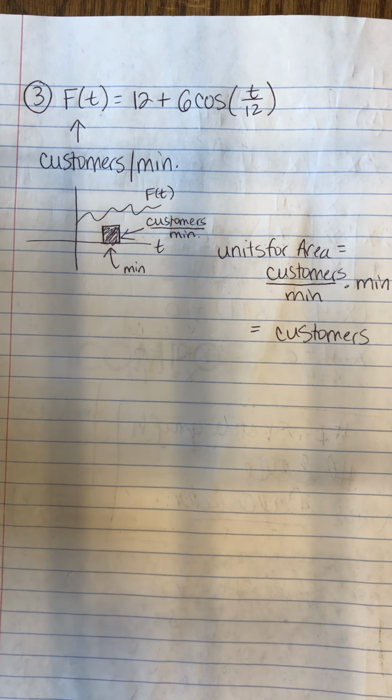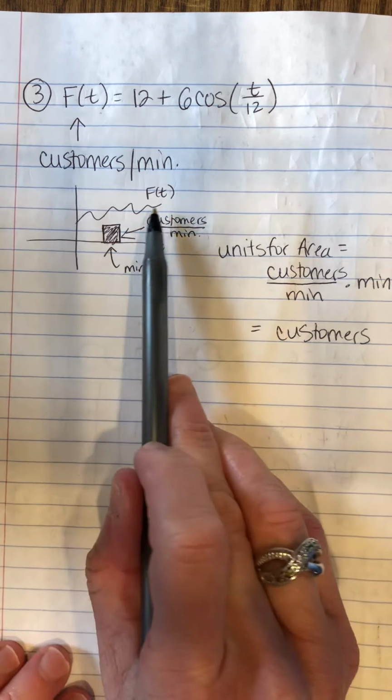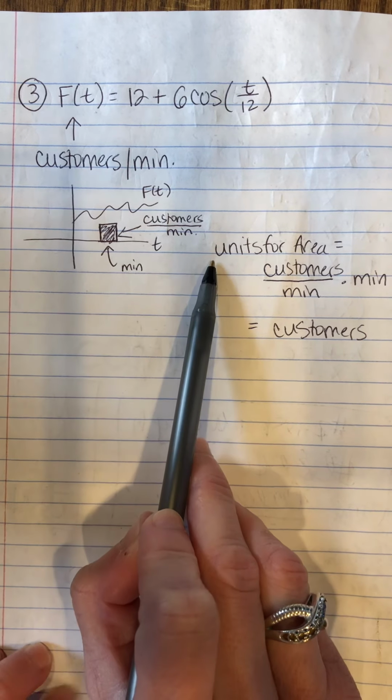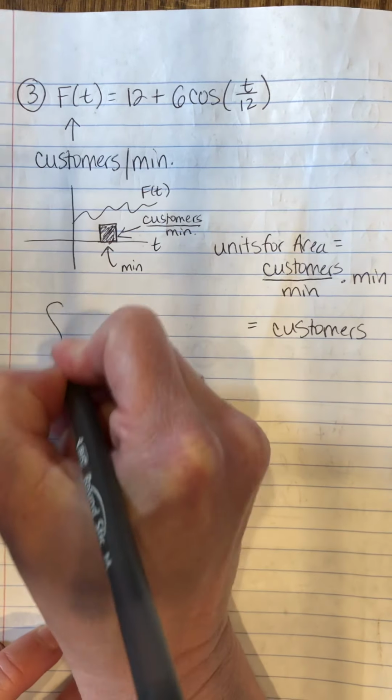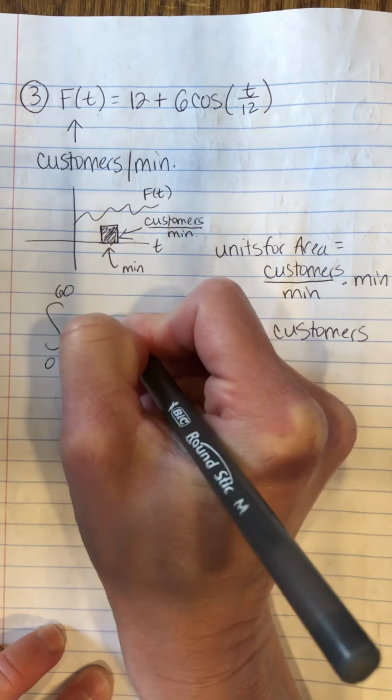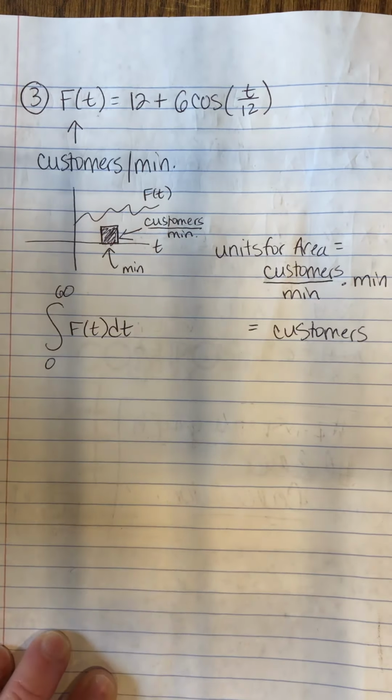All right, so now let's tackle the actual question that they're asking. To the nearest whole number, how many customers arrive at the counter over the 60-minute period? So essentially what they're asking us to do here is find the area between f of t and the t-axis during that 60-minute period of time. So if we want to find that total number of customers, that's what we need to do.